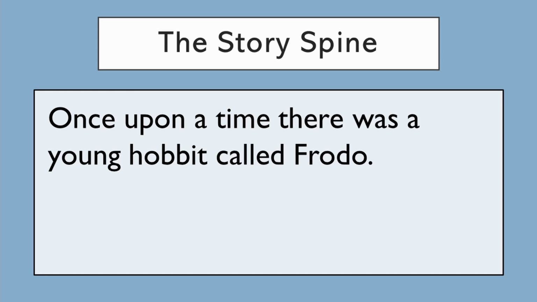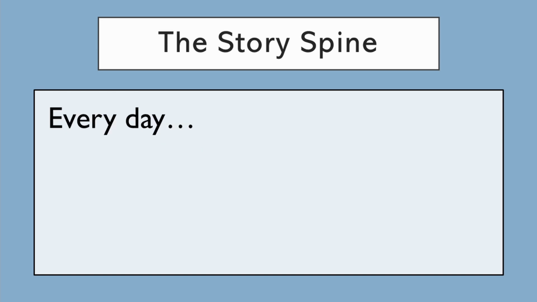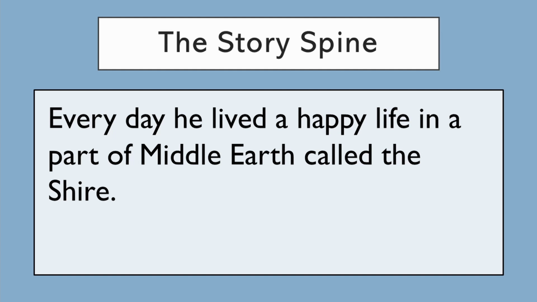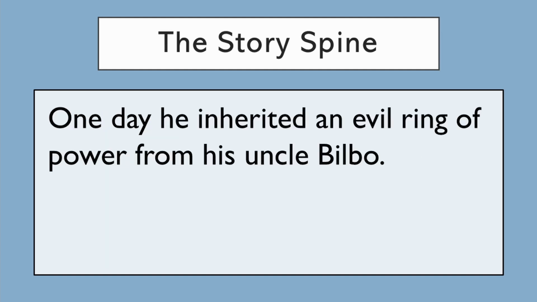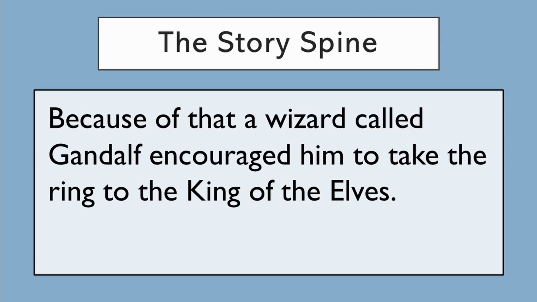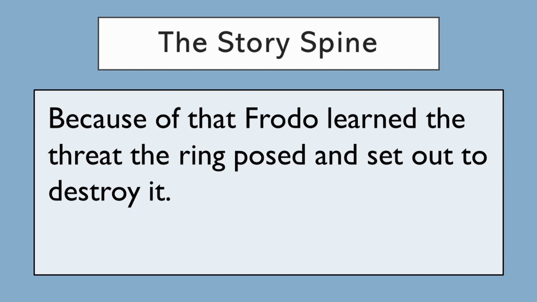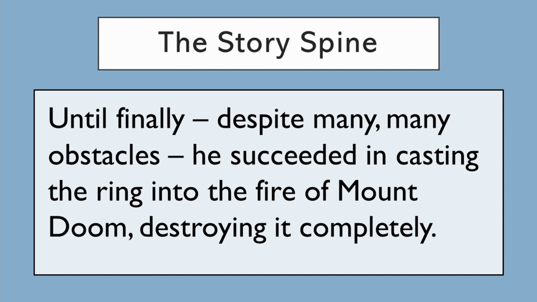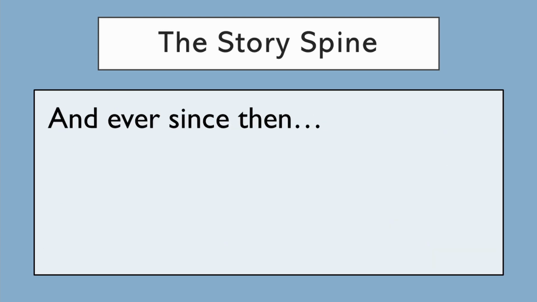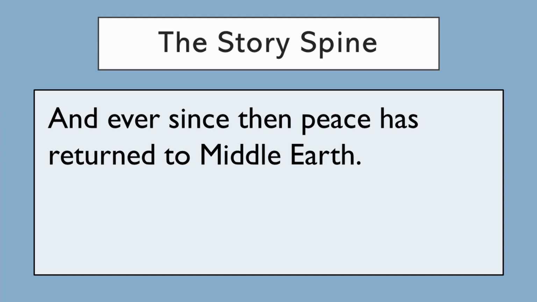Once upon a time, there was a young hobbit called Frodo. Every day he lived a happy life in a part of Middle-earth called the Shire. One day he inherited an evil ring of power from his uncle Bilbo. Because of that, a wizard called Gandalf encouraged him to take the ring to the king of the elves. Because of that, Frodo learned of the threat the ring posed and set out to destroy it. Until finally, despite many, many obstacles, he succeeded in casting the ring into the fires of Mount Doom, destroying it completely. And ever since then, peace has returned to Middle-earth.